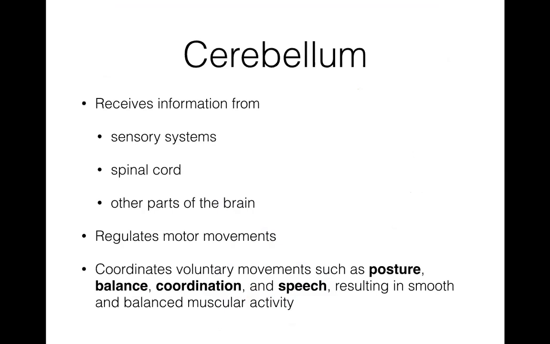So now let's move on to the next structure, and this is the cerebellum. The cerebellum receives information from the sensory system, the spinal cord, and other parts of the brain. So the cerebellum is said to be responsible for regulating motor movement. So it is responsible for coordinating motor movement, such as posture, balance, coordination, and speech. This function of the cerebellum results in a smooth and balanced execution of motor activity.